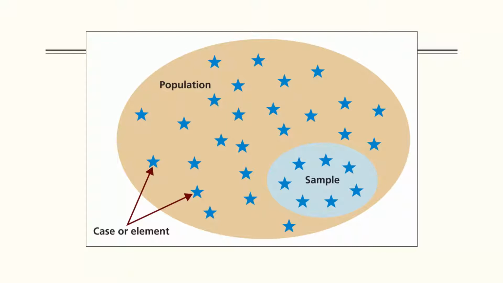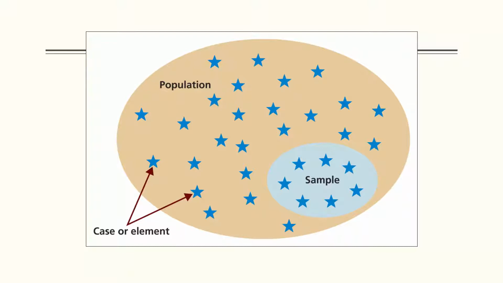Now, if you can recall, when we say population, it is the totality of all the subjects possessing certain common characteristics that are being studied. And within the population, you have here the sample, which is a group of subjects selected from the population. So, in other words, the sample becomes the representative of the population. Here in our illustration, the stars represent the case or the element within the population.